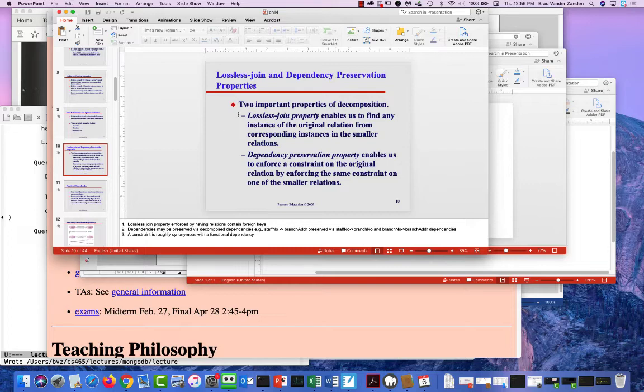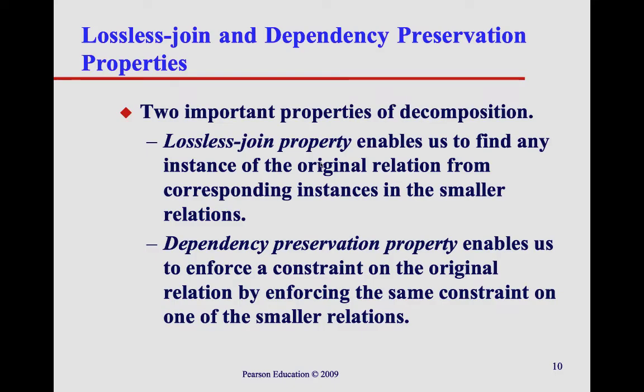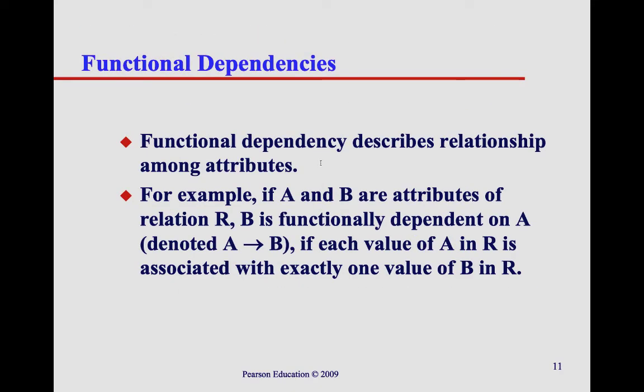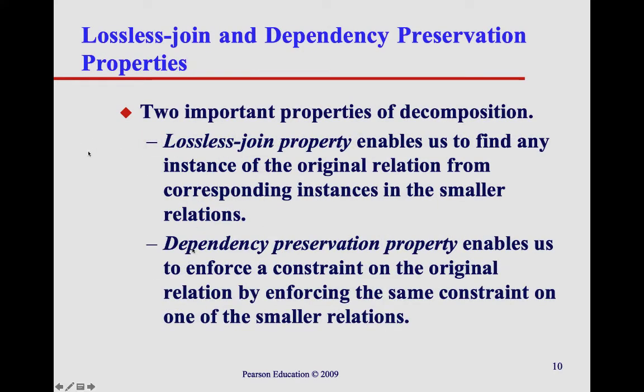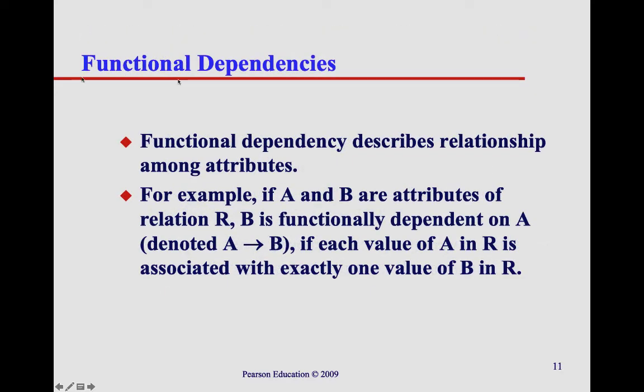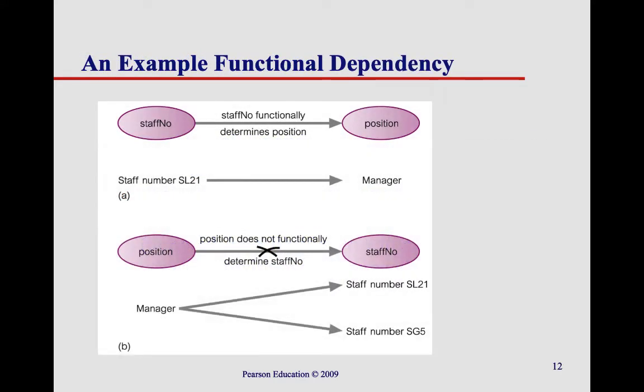Okay, so those are the two important properties that we are seeking to maintain. And the way that we crystallize this dependency preservation is in the form of functional dependencies. So a functional dependency is a relationship among attributes, and it's essentially the kind that you're familiar with from 311.